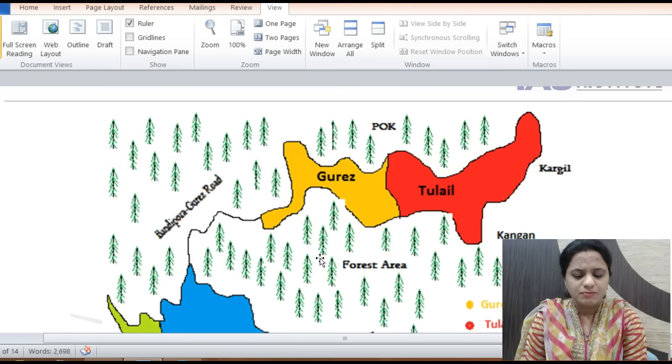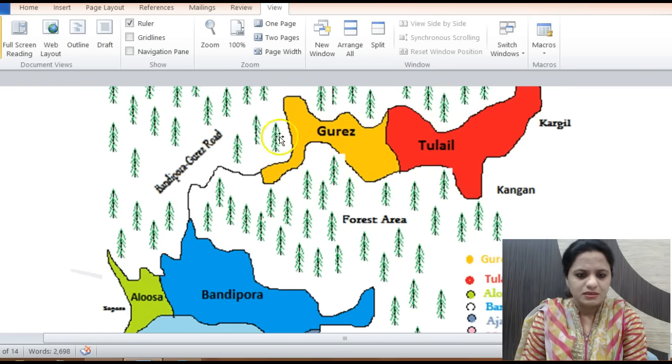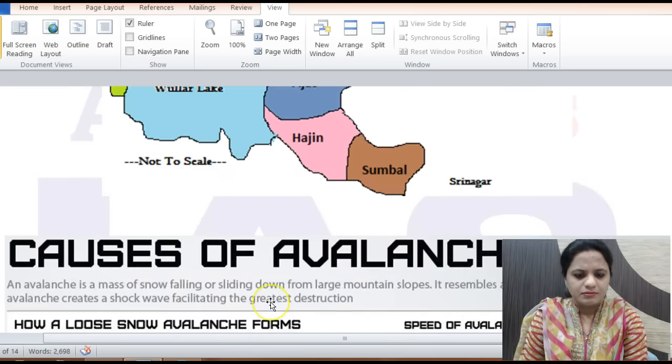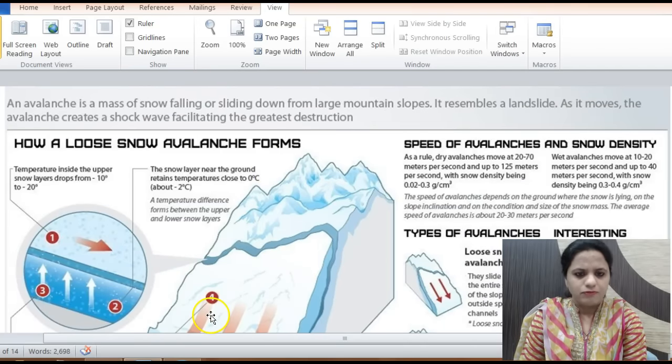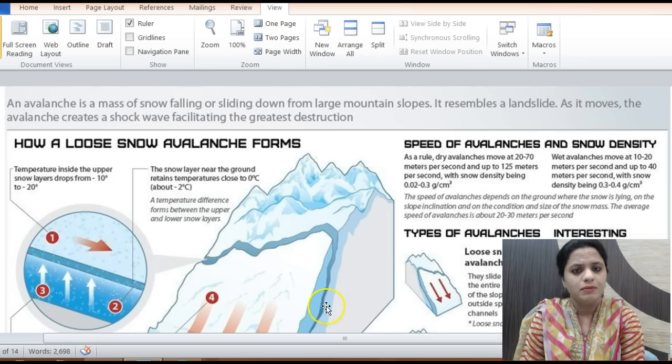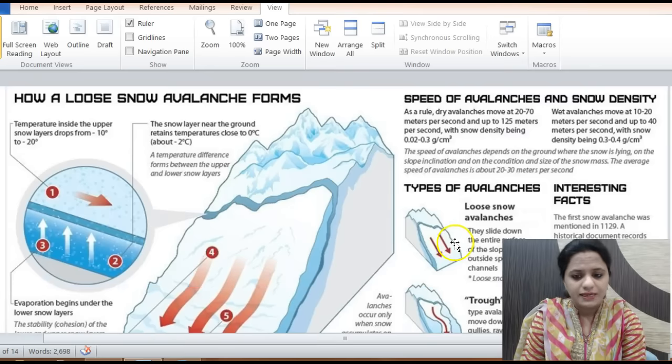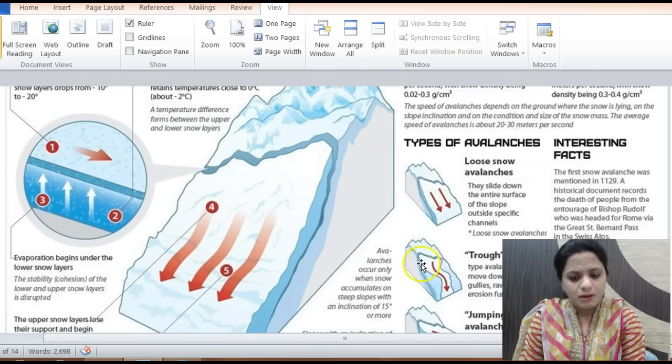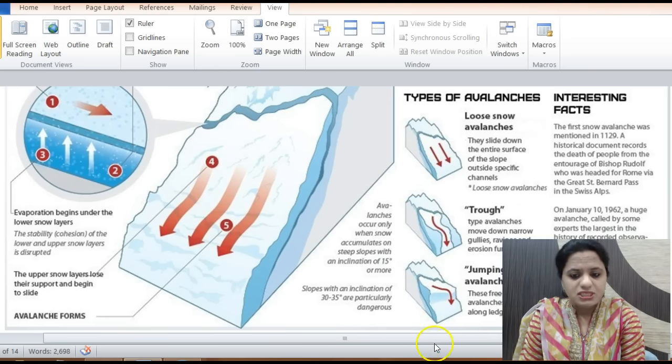So what is an avalanche from a geographical perspective? You should understand that too. This is shown with Gurez and the valley here, and the Bandipora Gurez road which connects it to the Kashmir Valley. An avalanche is a mass of snow falling or sliding down. This happens because the snow breaks off from the remaining part, as the top layer and the lower layers of snow generate a temperature difference. The temperature up top is very low, but below it temperatures may be higher, and the evaporation results in the top layer being cut off and falling down. It may slide down as a loose snow avalanche, or a whole block like a trough can flow down, or if there is an edge it can jump down too. So there are different types of avalanches.